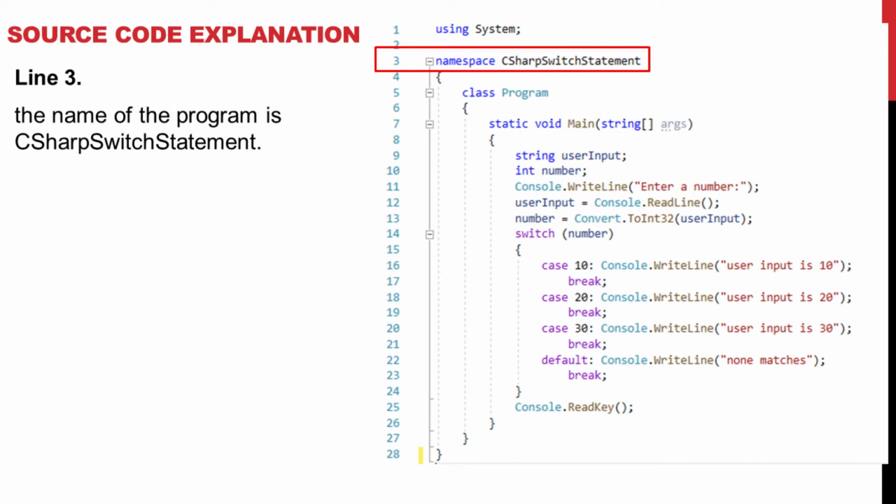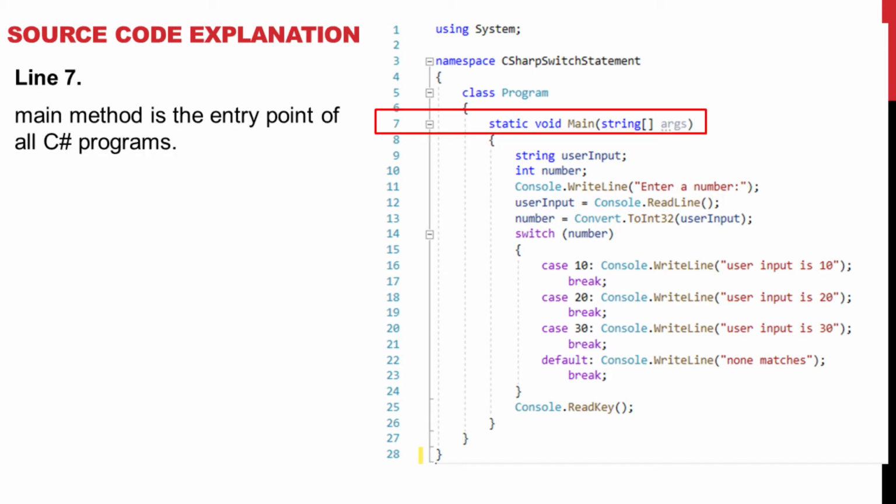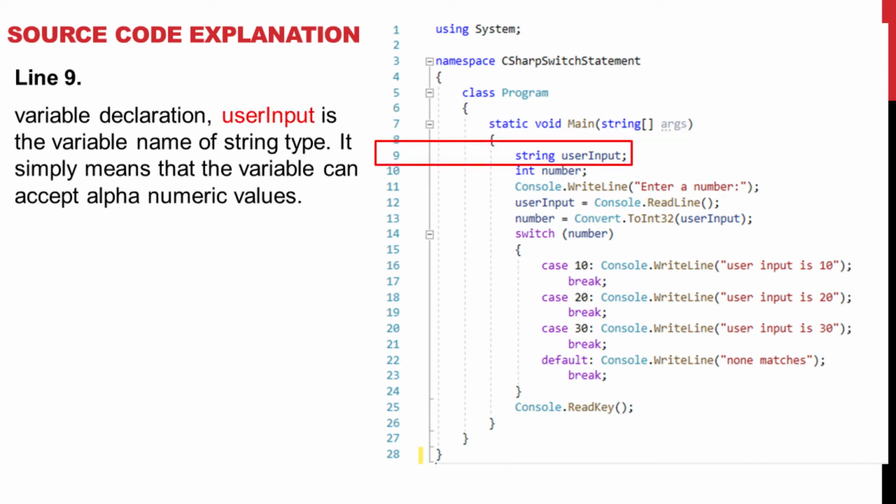Line 3. The name of the program is C# switch statement. Line 7. Main method is the entry point of all C# programs. Line 9. Variable declaration, userInput is the variable name of string type. It simply means that the variable can accept alphanumeric values.